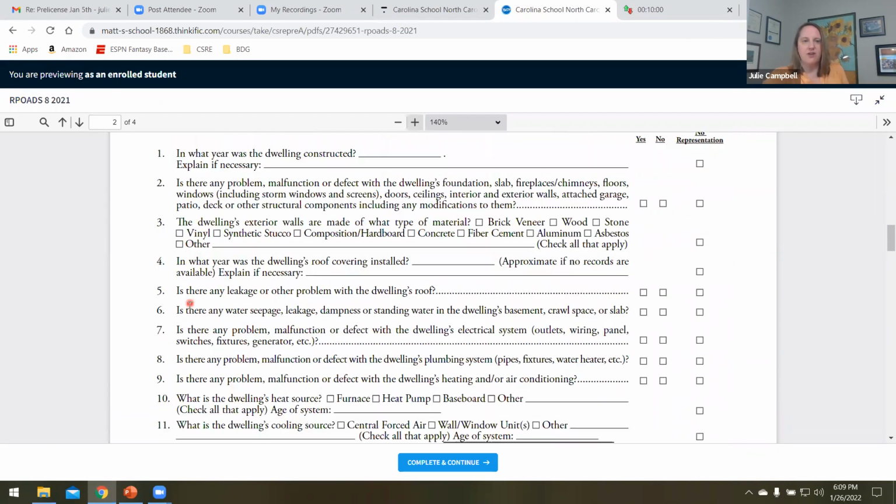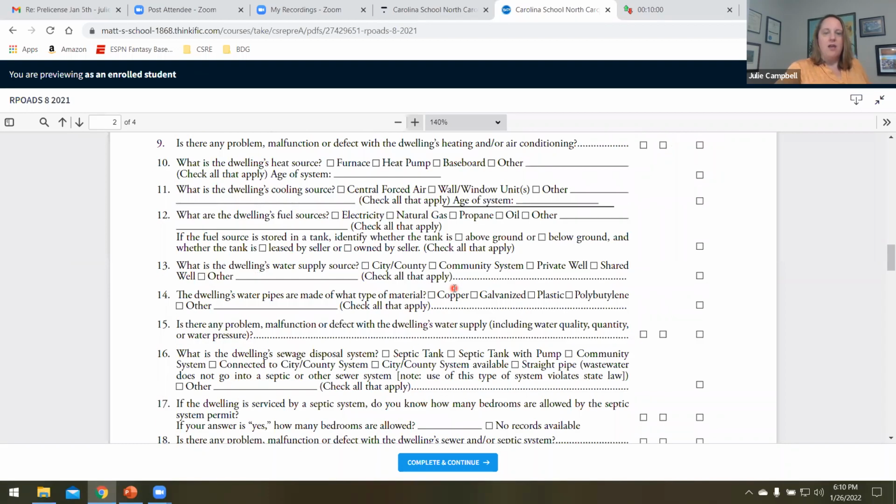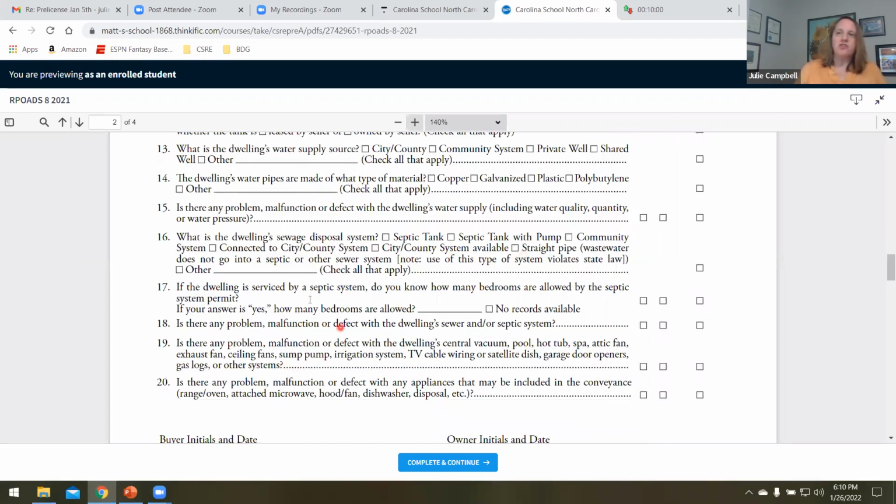I'll let you guys look at this, but you can see there's a series, just about anything with the property, we're asking the seller. Is there a problem with the foundation, slab, fireplace, floors, etc.? Yes, no, no representation. Is there a leak with the roof? Yes, no, no representation. And it goes on and on. What are the pipes made out of? Copper, galvanized, plastic, polybutylene? That would just be no rep. So it's just an opportunity for the seller to go through.